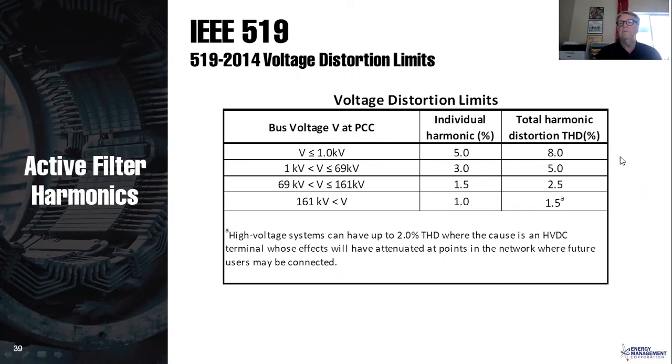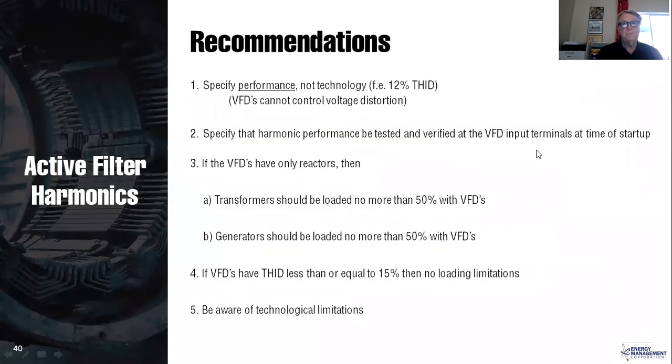The only thing they enforce is the current distortion going back into their system. The voltage distortion on your system is your responsibility, but they recommend 8%. So our recommendation is generally under 12% harmonics is good.